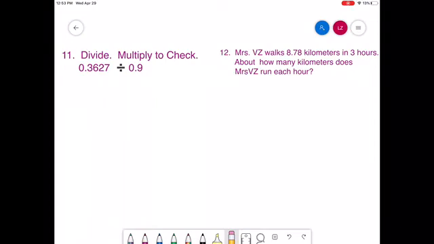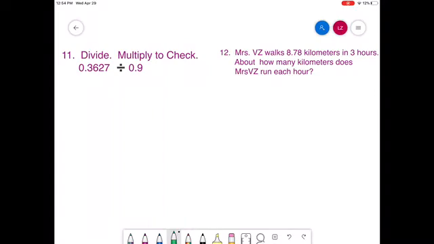Okay, let's move on to some story problems. The last 3 are going to be story problems. All right, you are going to know how to do these because we're dividing decimals. You just need to figure out what the story problem is asking for. So let's look at number 12. Mrs. Van Zanten walks 8.78 kilometers in 3 hours. About how many kilometers does she run in each hour?